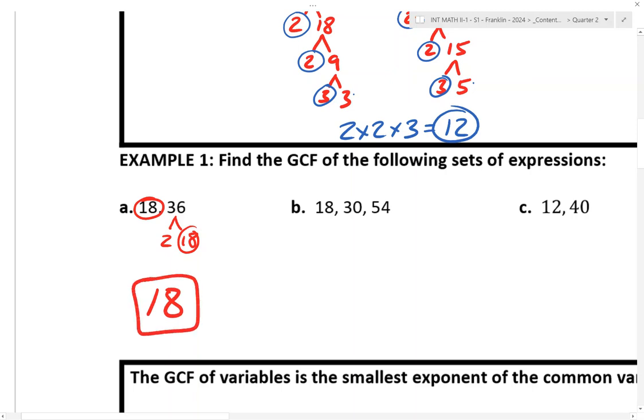So if you want to save some time and you're going to do factor trees or hedging, start with the bigger number, because you may end up seeing that the smaller number is a factor of the bigger one.